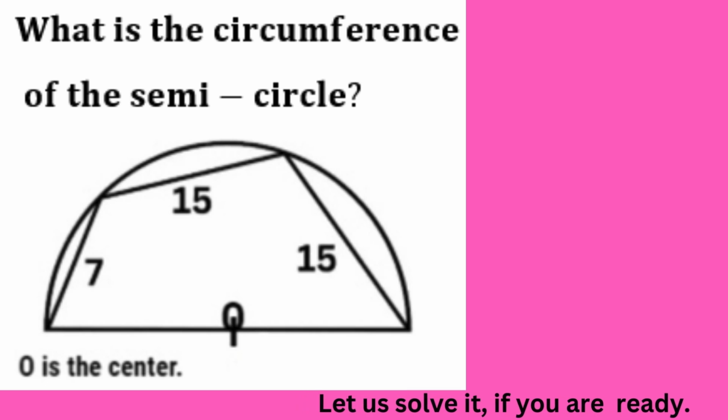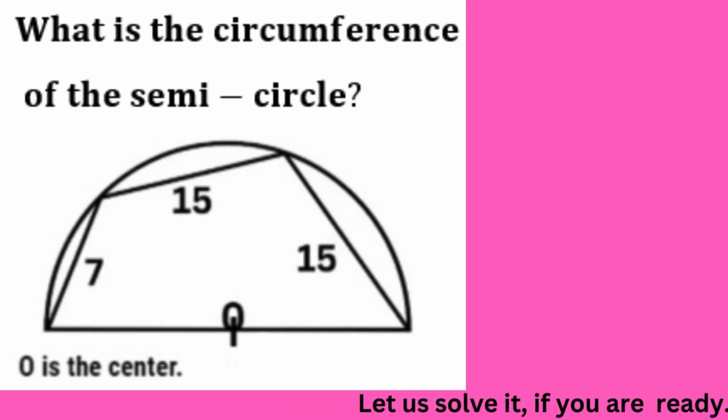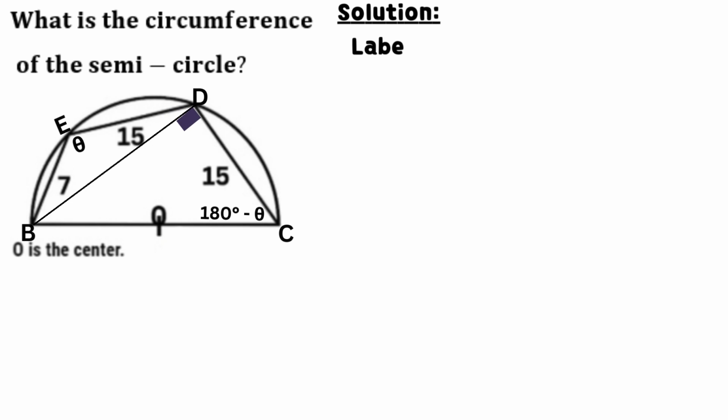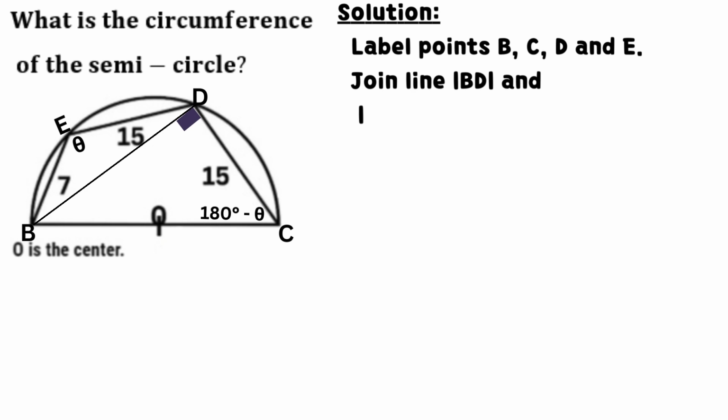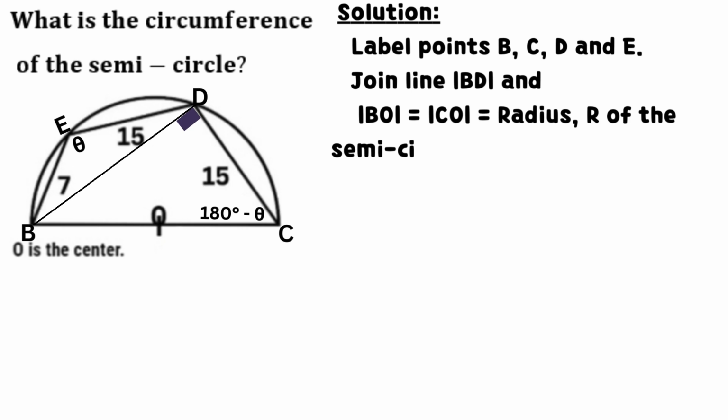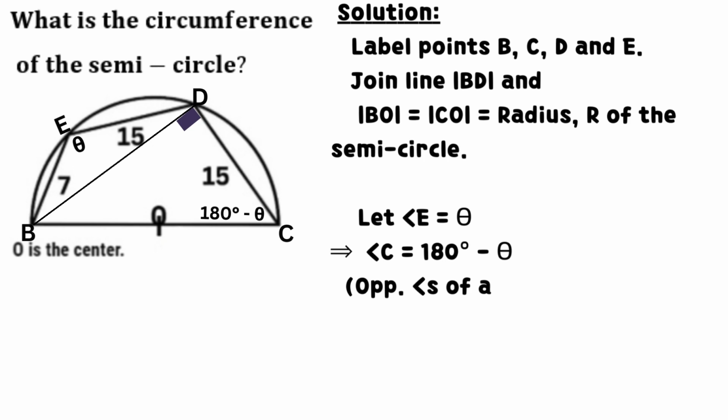What is the circumference of the semicircle? Label points B, C, D and E. Join line BD, and BO equals CO equals radius, R, of the semicircle.